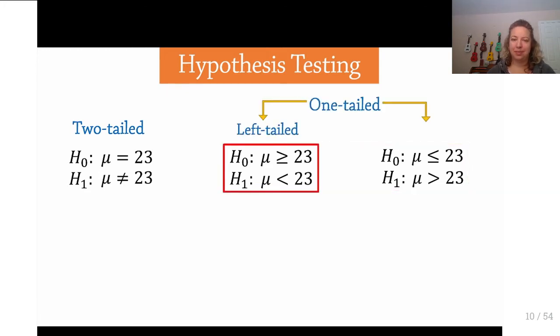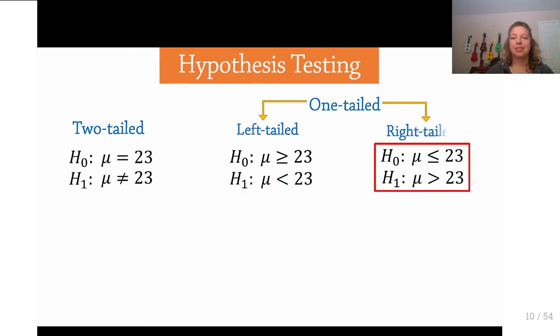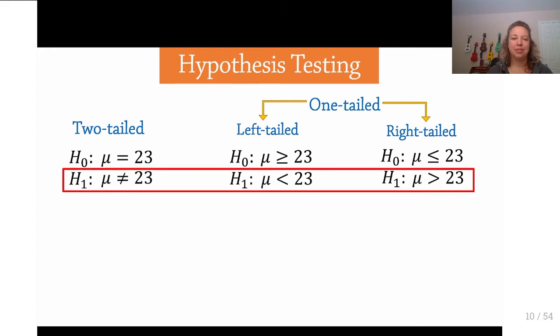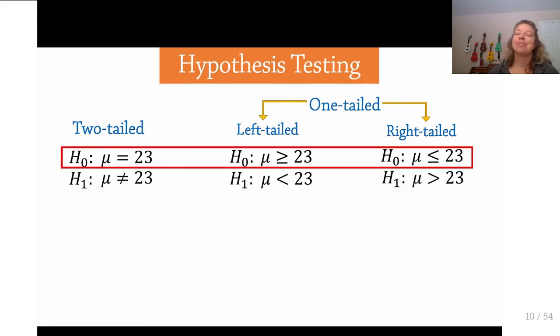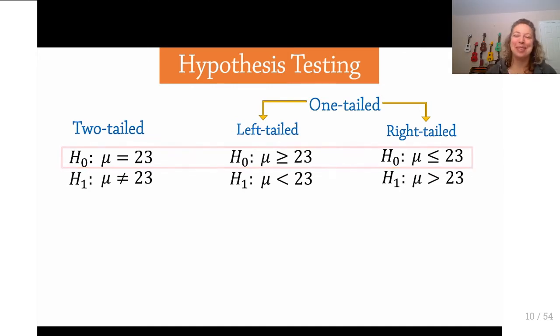This is for a left-tailed test because the alternative hypothesis has a less than sign, and this is for a right-tailed test because the alternative has a greater than sign. Note that the alternative hypothesis determines the tail of the test. Note also that the alternative hypothesis never contains equality, and the null always contains equality. In fact, some only use the equal sign for the null hypothesis.